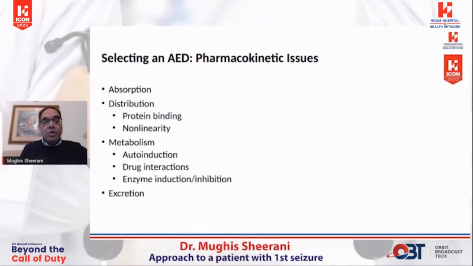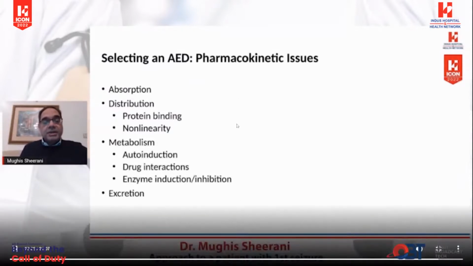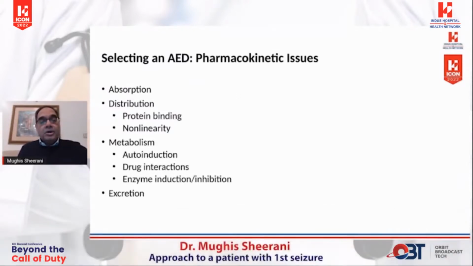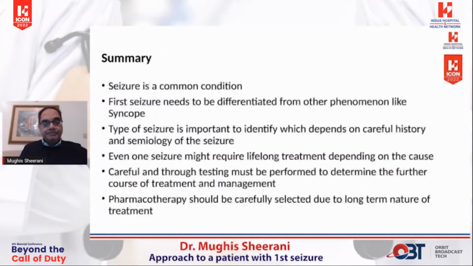So you have to know their absorption, protein binding, distribution, drug-to-drug interaction, and whether they are renally excreted or hepatically excreted. So this is basically looking at pharmacokinetic issues with anti-epileptics. You have to know their pharmacokinetics, especially also their side effects, so that when you prescribe these medications, you know all about their side effects and long-term effects of these medications on the body.